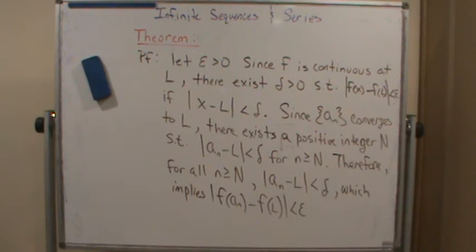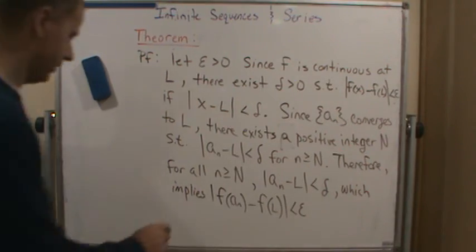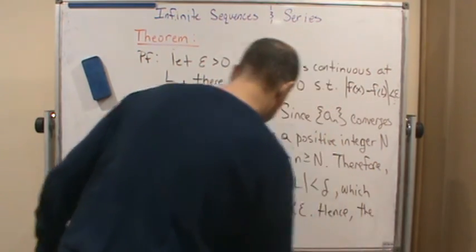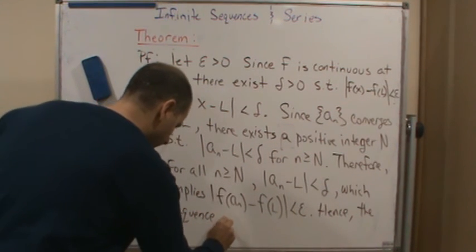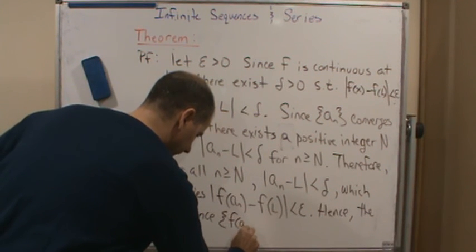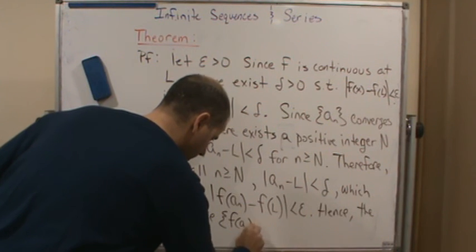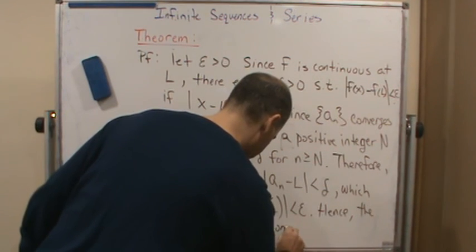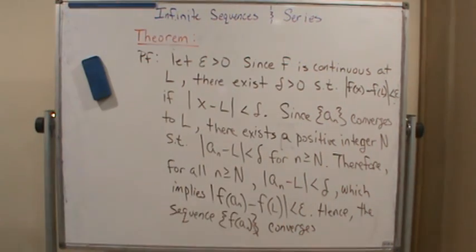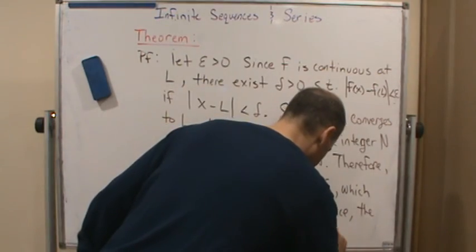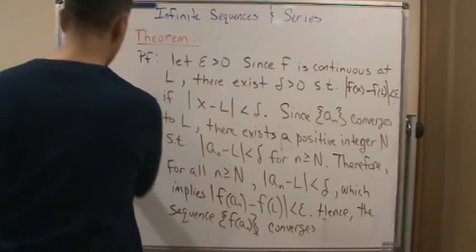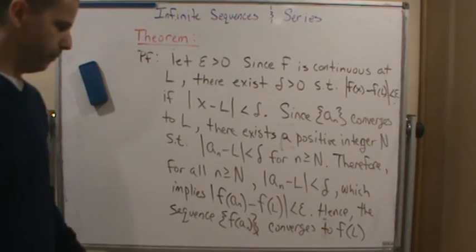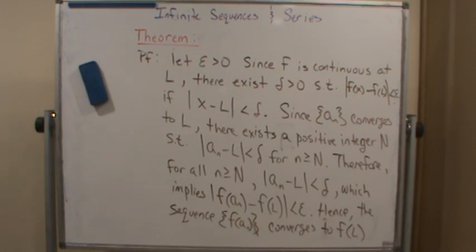That means we can conclude that, hence, the sequence f of a sub n converges to f of L. And we're done. That's the proof.